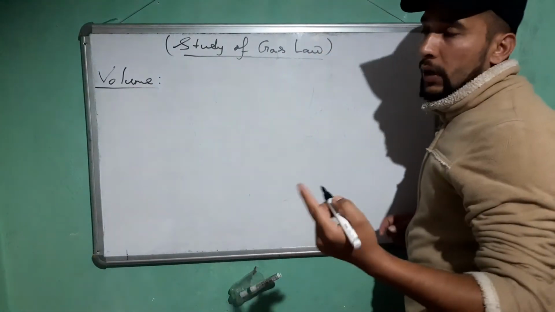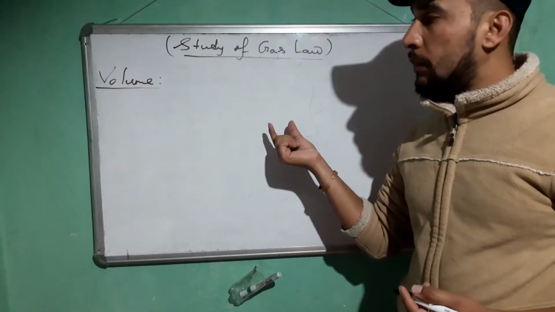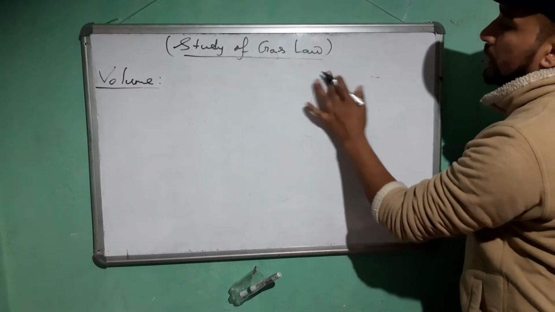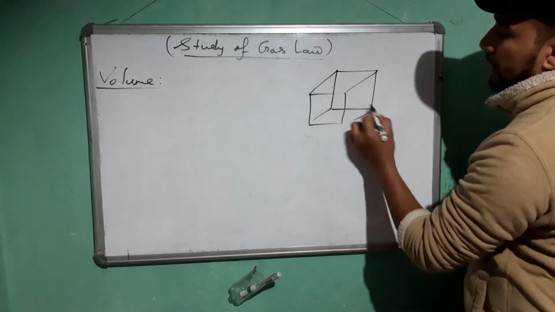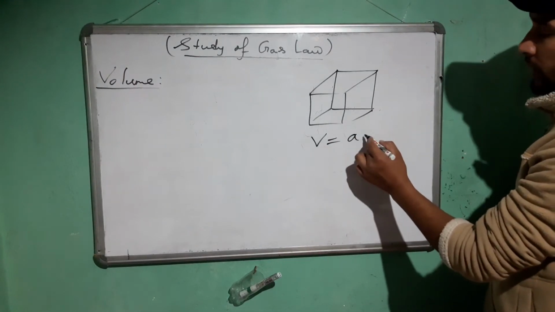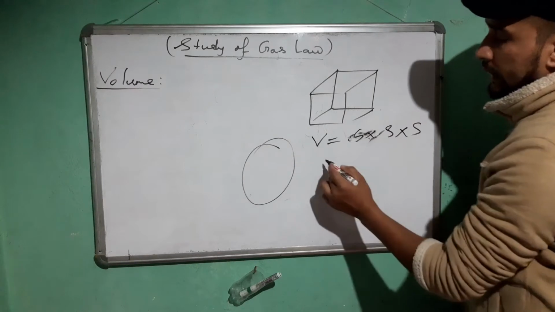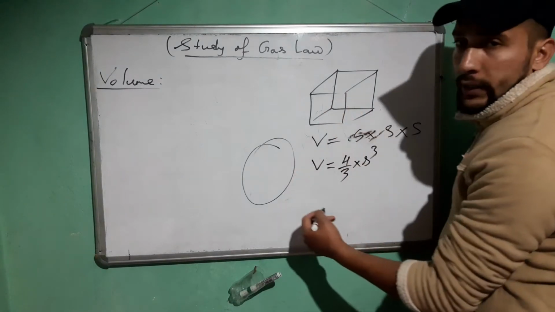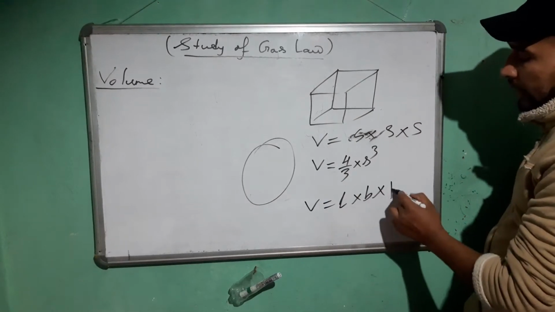There is no specific formula for finding the volume of an object. The volume of an object depends upon the shape of that object. If it has a definite shape like a cube, then you can find its volume by multiplying its three sides: length, breadth, and height. If you have a spherical object, then its volume will be 4 by 3 into side cube. If you have a cuboidal object, then its volume will be length into breadth into height.